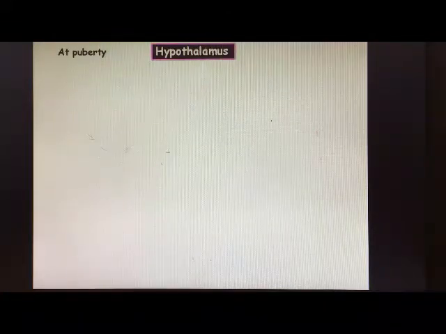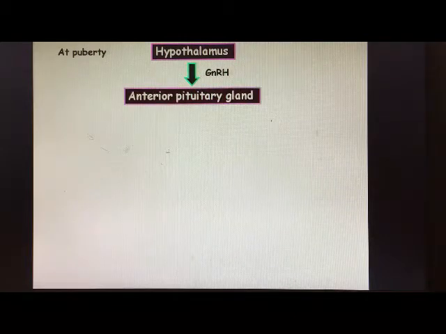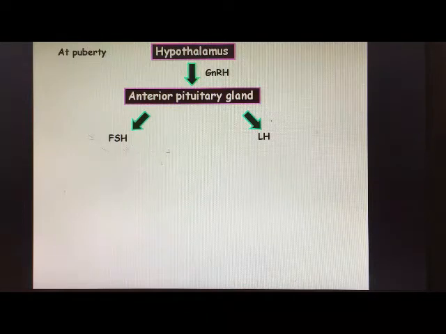So at puberty, the hypothalamus starts to secrete hormones, namely GnRH. The GnRH will affect the anterior pituitary gland to start secreting FSH and LH. In women, both FSH and LH will affect what happens within the ovary. During this time, FSH plays a more important role than LH to stimulate the development of the follicle within the ovary. So the FSH will stimulate the growing of follicles.